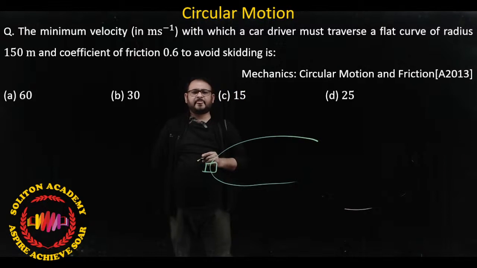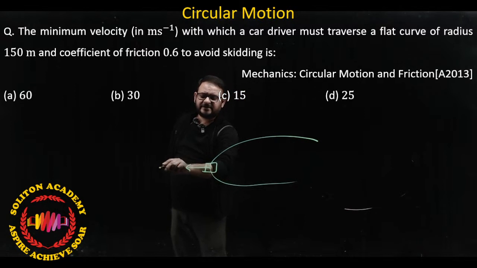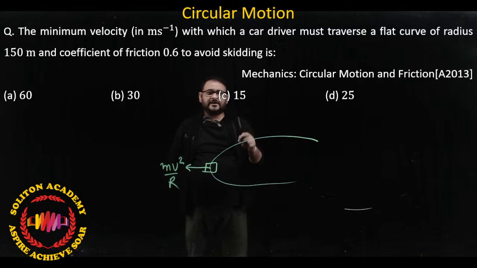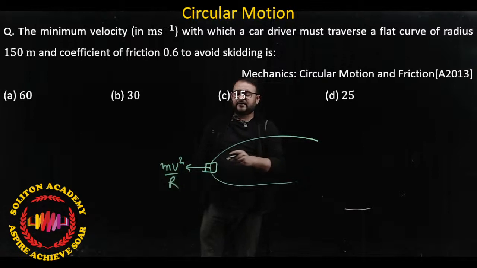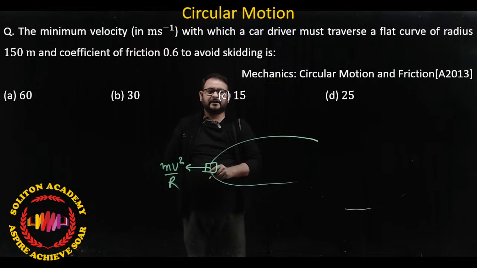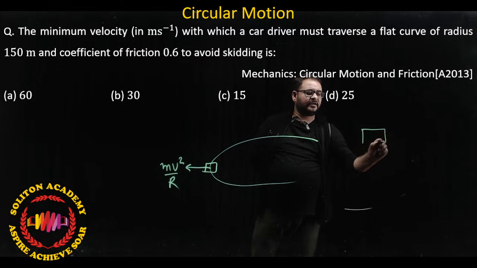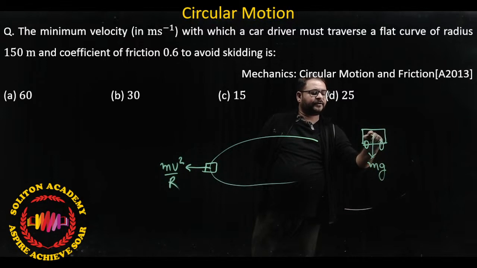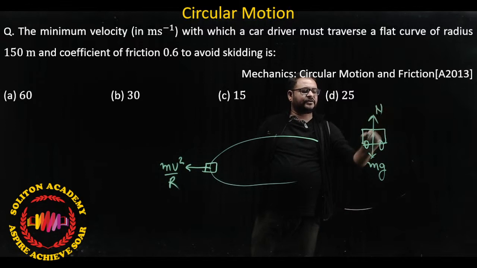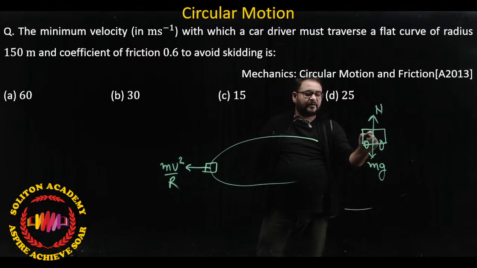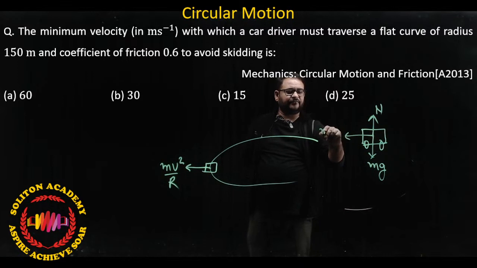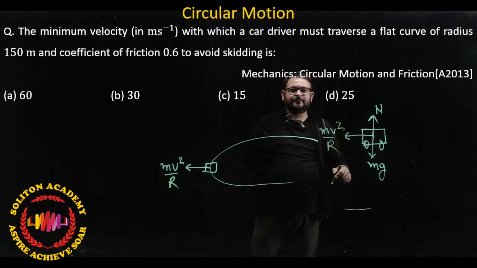what would happen? It will experience mv square by r, right? Now they have given r and we have to find v minimum. ओके इन्होंने कोफिशिएंट ऑफ फ्रिक्शन भी दे रखा है, तो अगर हम इसका साइड व्यू बनाएं तो देखिए कार का क्या हो रहा होगा, इसका वेट डाउनवर्ड्स mg, ये नॉर्मल रिएक्शन फ्रॉम द ग्राउंड.